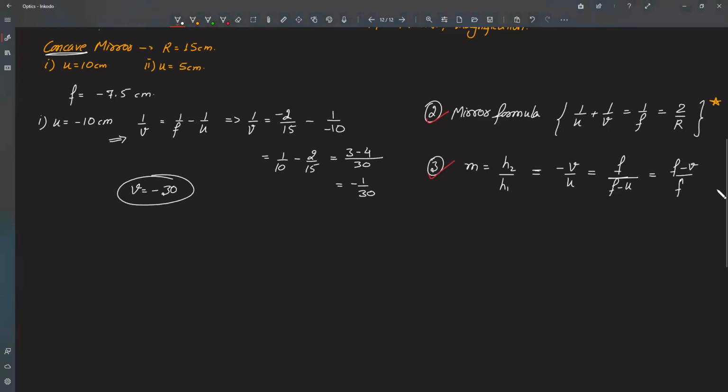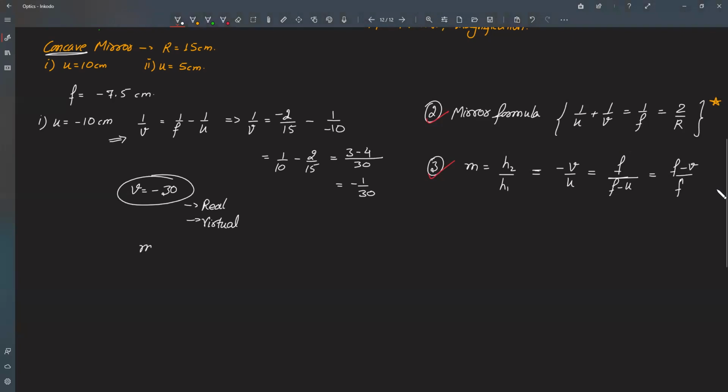-30 means it will be formed on the same side where the object is, which is generally the case in the concave mirror. The image will be formed on the same side on which the object is lying. So V is negative. Now coming to the nature, it is a real image, and it is formed at 30 centimeter from the mirror on the same side as the object. That is one of the two parts of the first question.